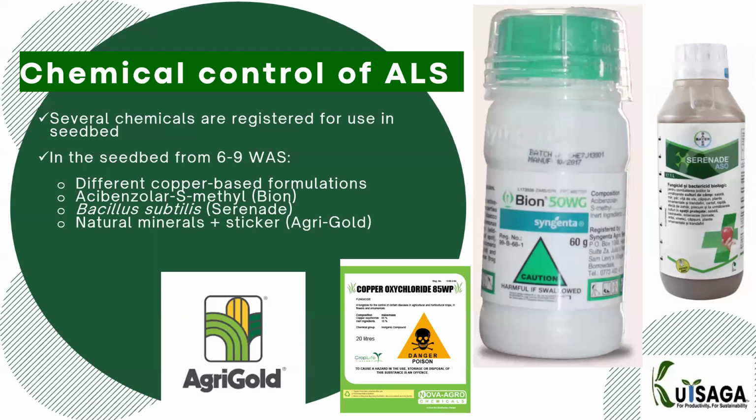There are new products that we have recently registered, including Serenade and AgriGold. So those are some of the products which are available to manage angular leaf spot in the seedbed. And all those products are used from 6 to 8 weeks after sowing. And as we shall see in the next slide, there are different rates of application and also frequencies of application.